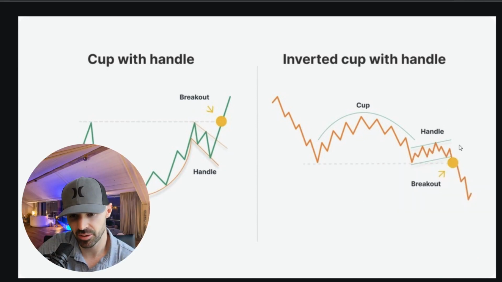And the opposite goes for the inverted cup and handle. So you have your cup here that's inverted, your handle, and you have your trend line here. And once it breaks that trend line, you could put in a short sell, or you could wait for it to break out of the neckline here.